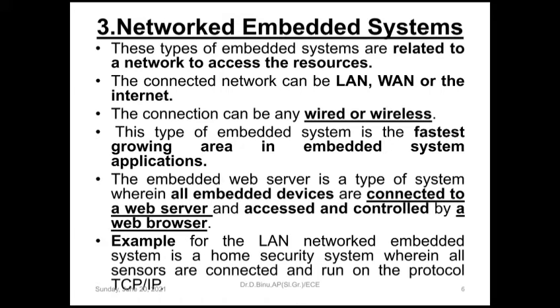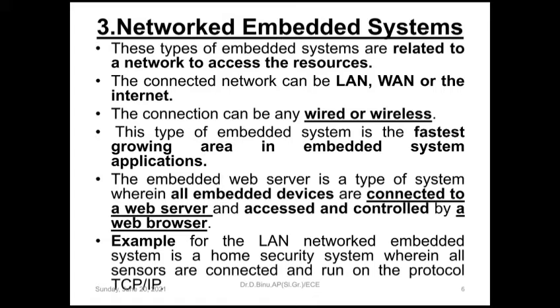The third variety is networked embedded systems or network-based embedded systems. These types of embedded systems are connected to a network to access various resources. The connected network may be a LAN, WAN, or it may be connected to the internet. The connection may be wired or wireless. This type of embedded system is the fastest growing area in embedded system applications.